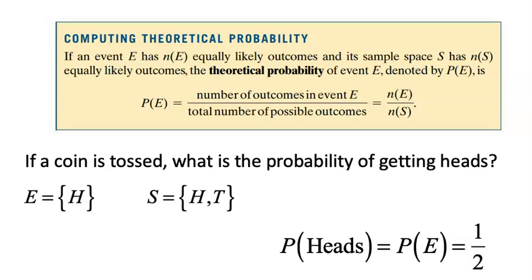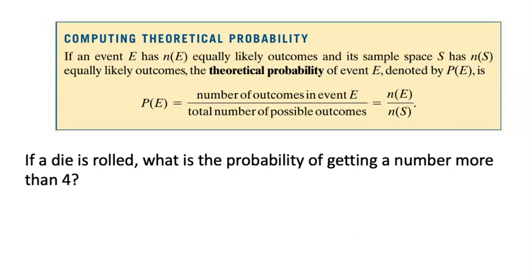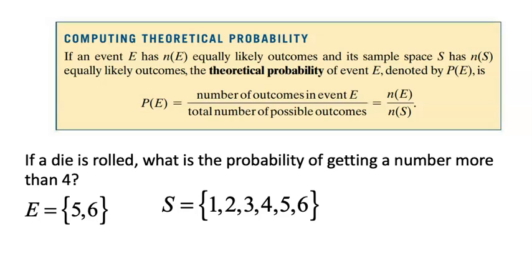Let's look at another one. If a die is rolled, what is the probability of getting a number more than 4? So remember our sample space: 1, 2, 3, 4, 5, 6. Which of those are more than 4 to define our event? That would be 5 and 6. So that's our event, but our sample space is again 1, 2, 3, 4, 5, 6. So the probability is the number of winners, the number in the event, divided by the number in the sample space. The number in the event is 2, and the number in the sample space is 6. So the probability of getting a number more than 4 is 2 out of 6, which reduces to 1/3.